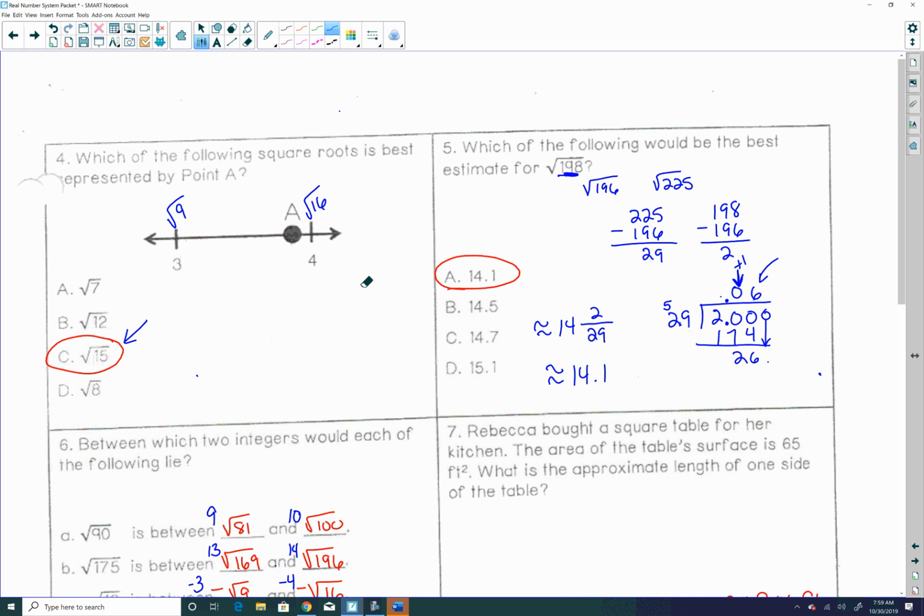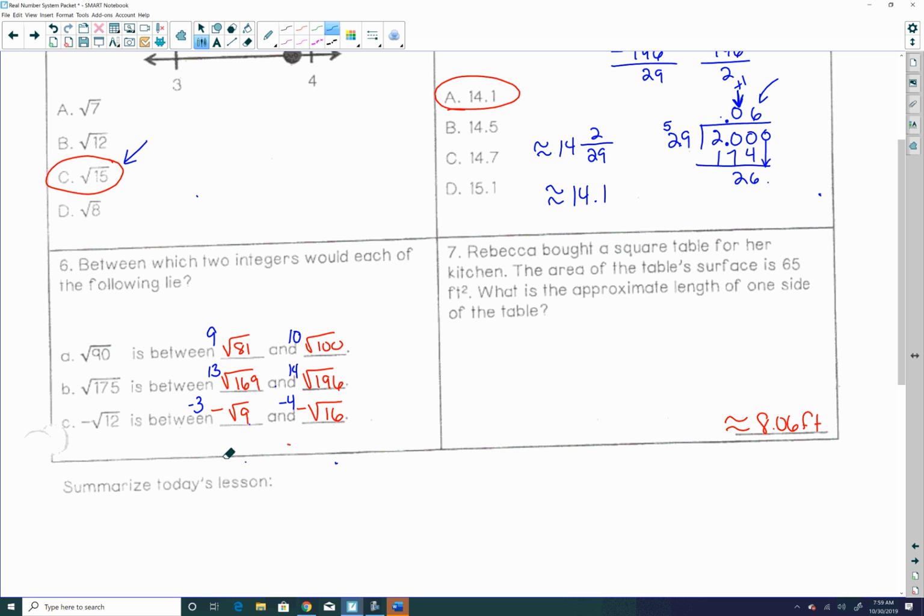Okay. Number 6, I kind of walked through because I had answered it incorrectly to begin with, but that's finding the perfect squares that it would fall between and then figuring out what the square root is. That's the way you would solve that one.